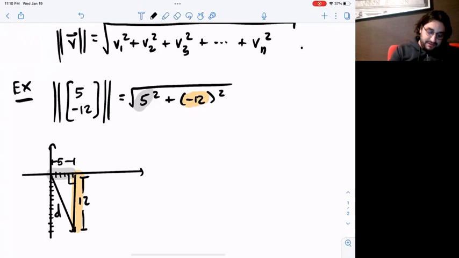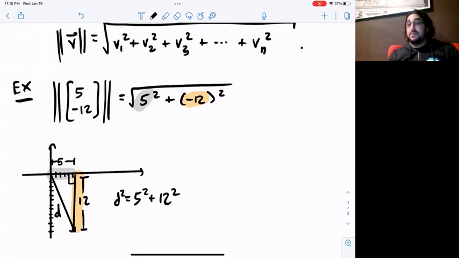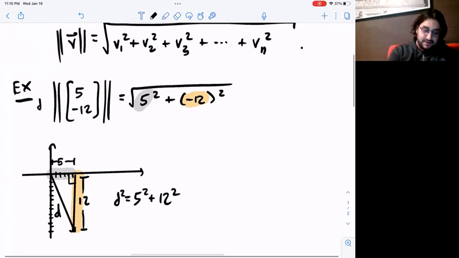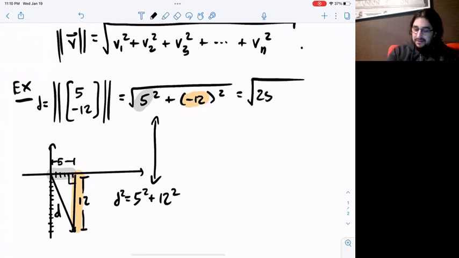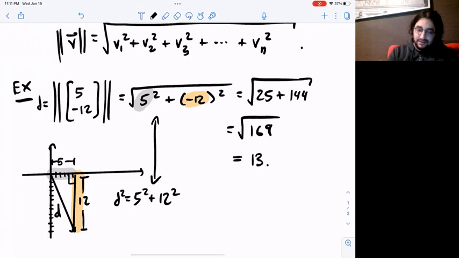Well, call it d. So what do you have? You have that d squared equals 5 squared plus 12 squared. If you take the square root of both sides, there's the magnitude formula. The negative doesn't matter. We're squaring it anyway. So that's where the distance comes from, if you call that d for distance. You can see that it's just writing down the Pythagorean theorem and then taking the square root of both sides. And then here you could do the arithmetic, of course: 25, 144, you get 169, which is 13.